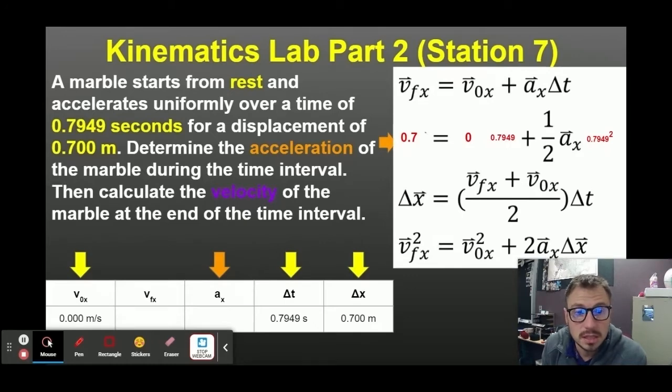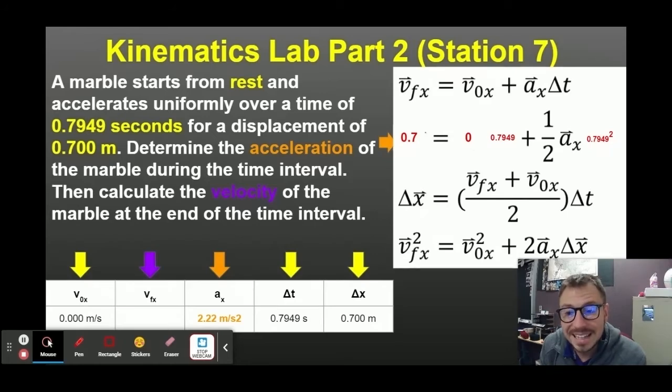Now 0 times, since the initial velocity is 0, I don't have to worry about that term. That term is 0, but just solve for the unknown, which happens to be the acceleration. And when you plug all these numbers in, this is what the acceleration is, 2.22 meters per second squared.